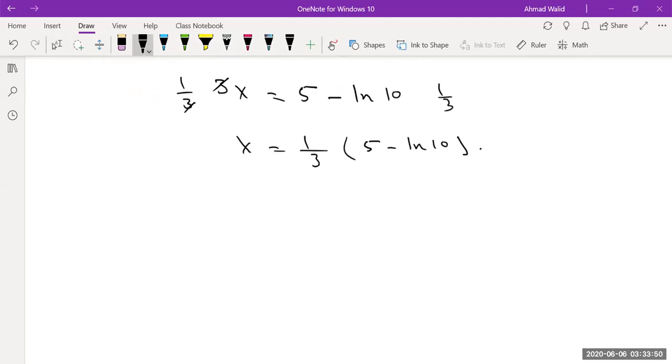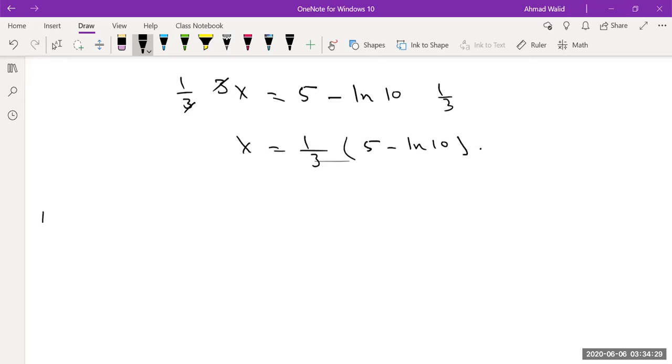If you use your calculator and find how much is ln 10, then subtract it from 5, then multiply it with 1/3, you can find an approximate answer also. The exact answer is 1/3 of this, because ln 10 will be a decimal number with a long decimal expansion. Because you're rounding off, your answer will be approximate, not an exact answer. But this format gives you an exact answer, right?